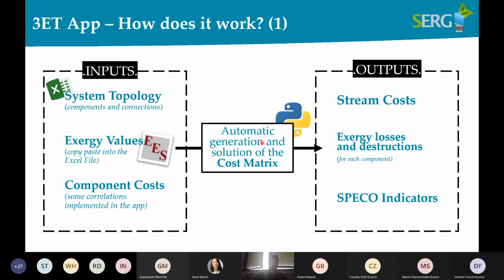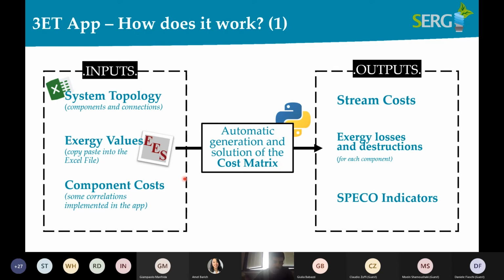How it is done? Basically, you have got to provide some inputs, which is the system topology, so the power plant, the components, the connection, and their Exergy values. You can copy and paste it from an ISO file or a MATLAB or Python or whichever simulation environment you prefer within the Excel.